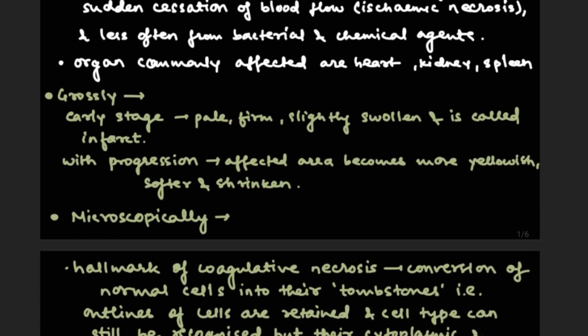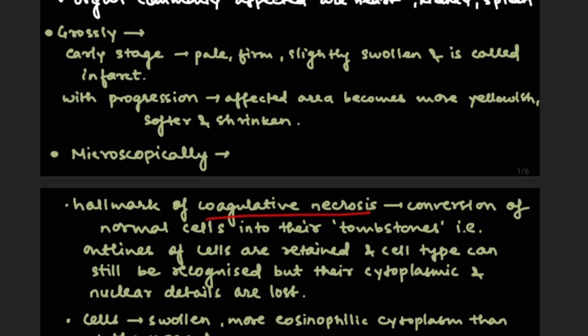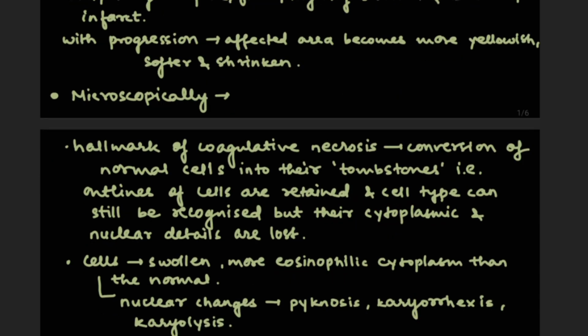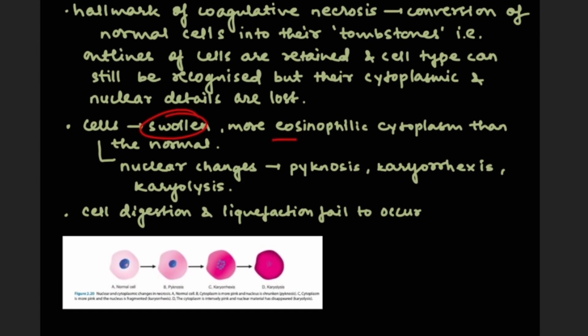Next is microscopic features. The hallmark of coagulative necrosis is the conversion of normal cell into the tombstone. Now, tombstone means if there is a cell, then only the outlines are retained. The inner cytoplasmic and the nuclear details are lost. This is known as tombstones. Then in this necrosis, the cells are swollen and have more eosinophilic cytoplasm than the normal. The nuclear changes are seen as pyknosis, karyorrhexis, and karyolysis. Then cell digestion and liquefaction also fail to occur.